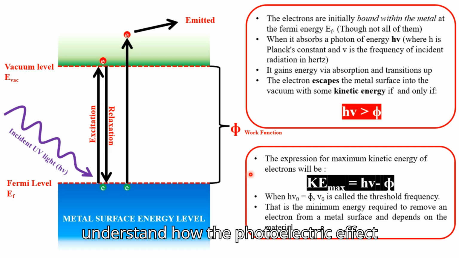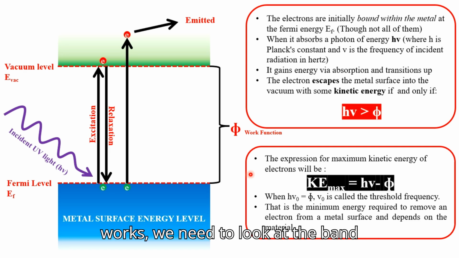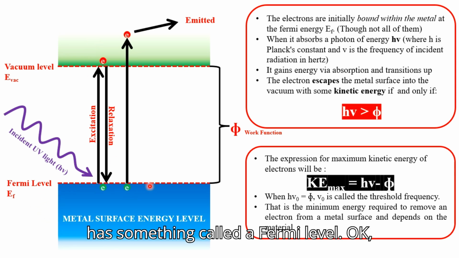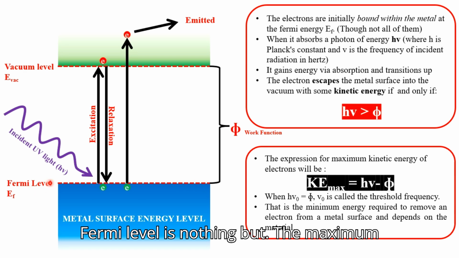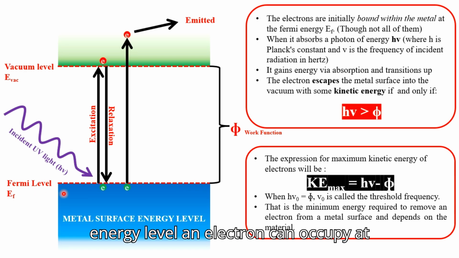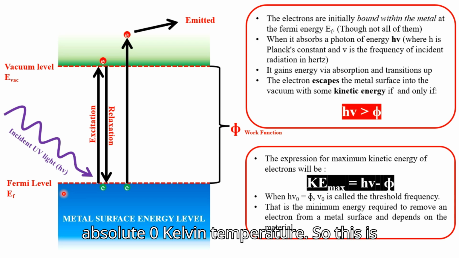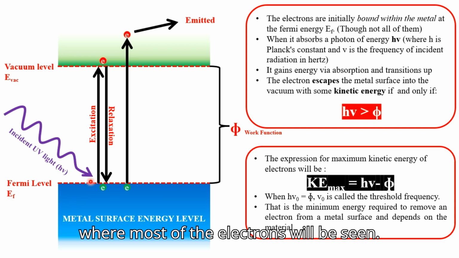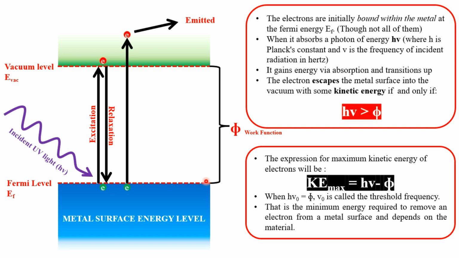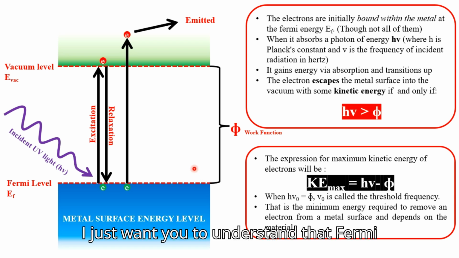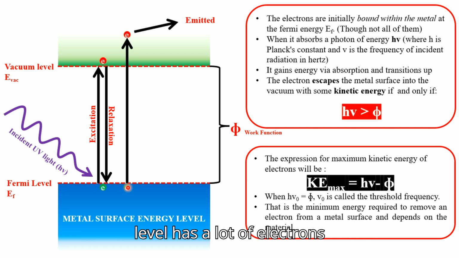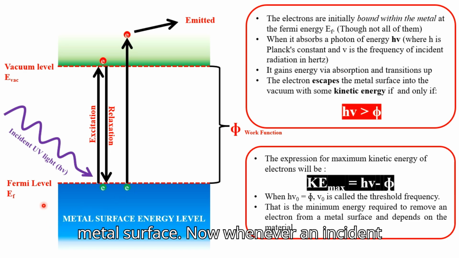But to really understand how the photoelectric effect works, we need to look at the band diagrams in the metal as well as the vacuum. If you take the case of a metal, the metal has something called a Fermi level. Okay, the Fermi level is nothing but the maximum energy level an electron can occupy at absolute zero Kelvin temperature. So this is where most of the electrons will be seen. I just wanted you to understand that the Fermi level has a lot of electrons, which are loosely bound to the metal surface.